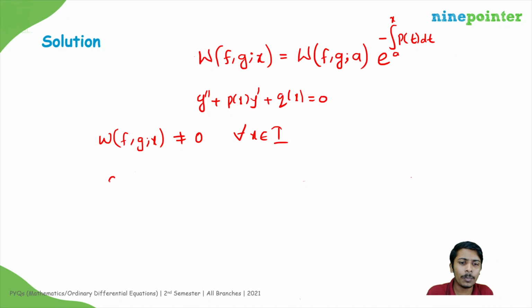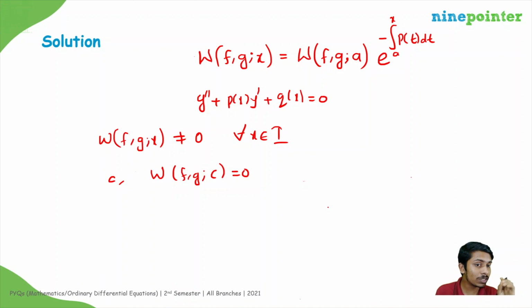Let's say at some point c, the Wronskian is 0. The Wronskian of f and g at the point c is 0. Now, what does Abel's identity give us? The Wronskian at any point is equal to the Wronskian at a fixed point. The left hand side gives the Wronskian function, and the right hand side has as its first term the Wronskian evaluated at some point a, times the exponential of something. So the Wronskian function can be written as the Wronskian at some point times some exponential function. Here we will take this value c in place of a.